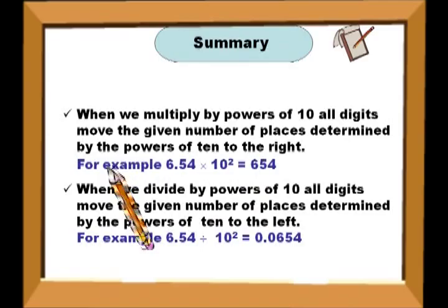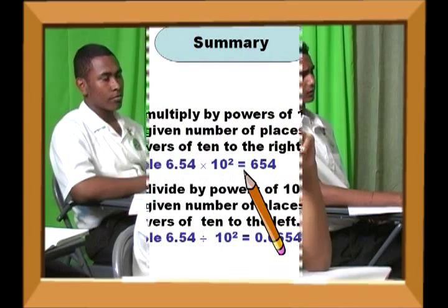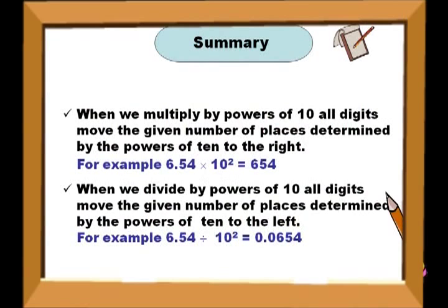Summary. When we multiply by powers of 10, all digits move the given number of places determined by the power of 10 to the right. For example, 6.54 multiplied by 10 squared is equal to 654. When we divide by powers of 10, all digits move the given number of places to the left. For example, 6.54 divided by 10 squared is equal to 0.0654.